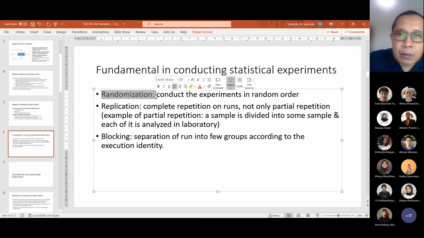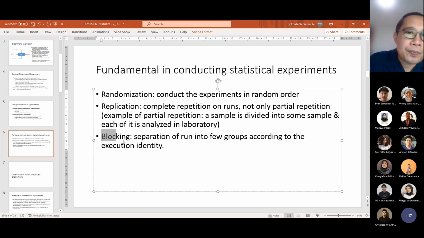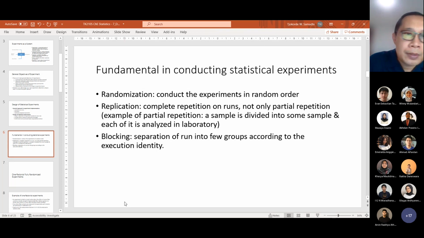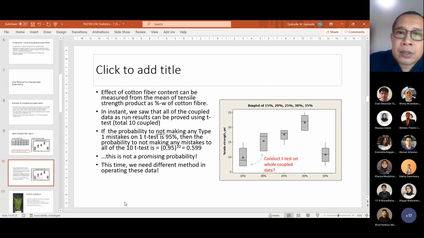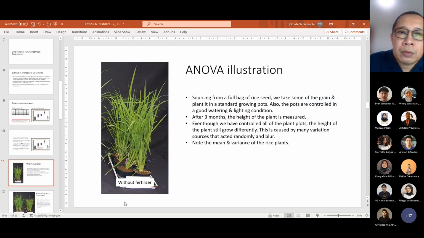Again, I hope you keep this in mind. You need to randomize the order by which you run the experiment. You need to replicate the experiment to obtain precision. And then you also need to consider blocking. We'll talk a little bit more about blocking today. Then we discussed some examples on one factor fully randomized experiment, and an illustration of the concept of Anova.